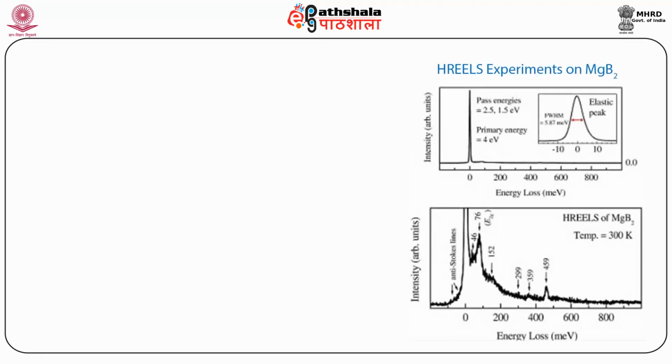The HREELS experiments on magnesium boron alloy. This is the magnesium 10B2 alloy. Again, the peak indicating the adsorption of a compound is there, and what kind of HREELS on MgB2 one can get has been shown in the lower diagram on this slide.